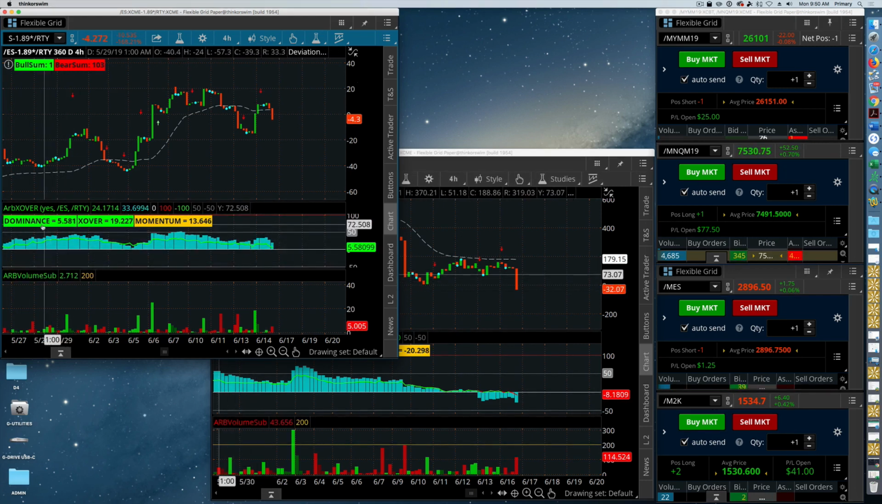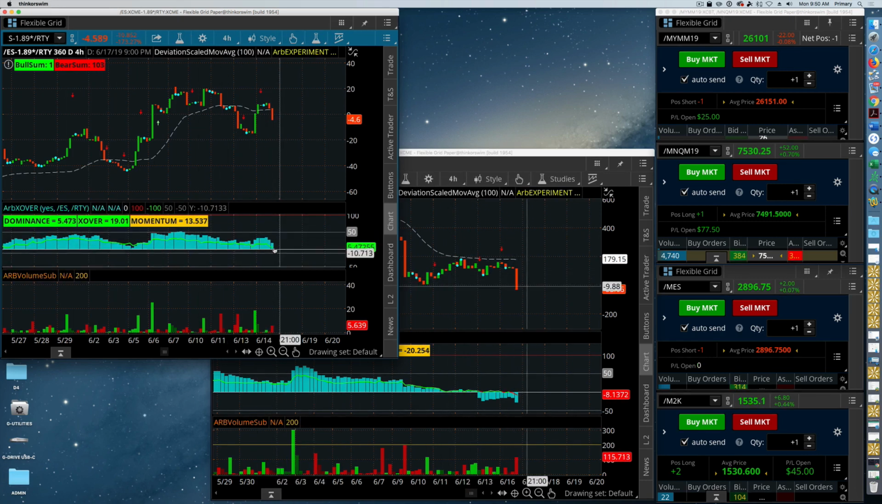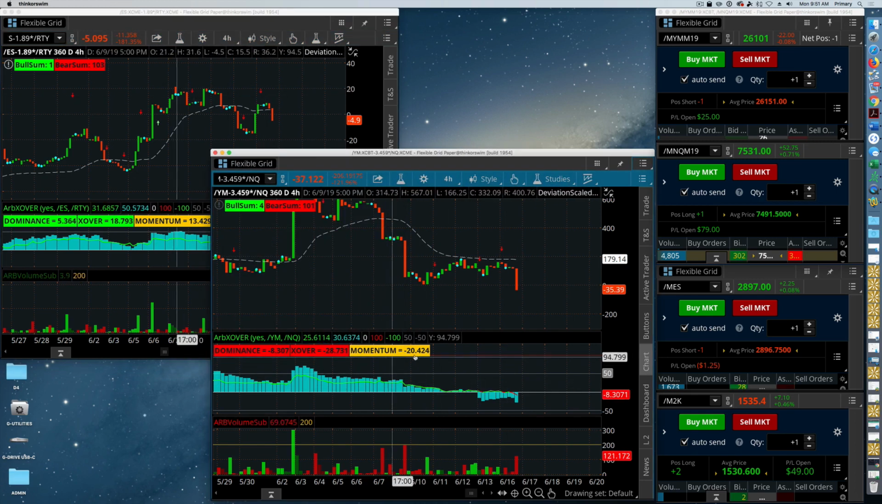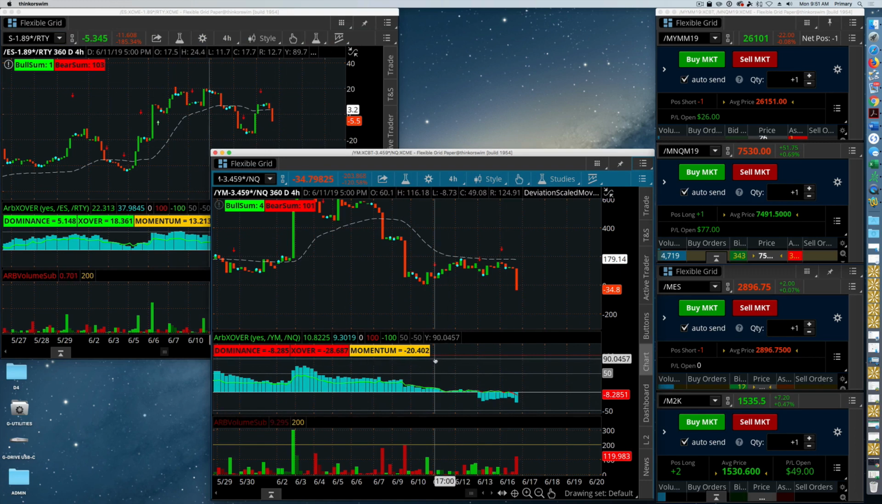When it's green, that means ES is dominating, but when it starts to decline, it shows that the RTY is starting to dominate. And so that's really all that it's telling us. Now there is a momentum as well. You want to keep an eye on the momentum. It's not a line on the chart. The momentum tells us how fast it's moving down.